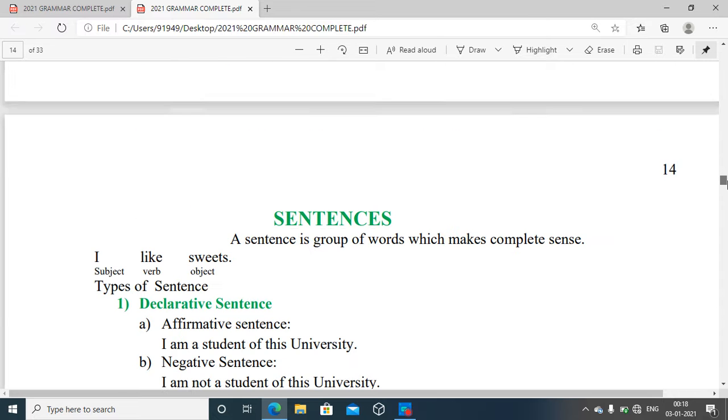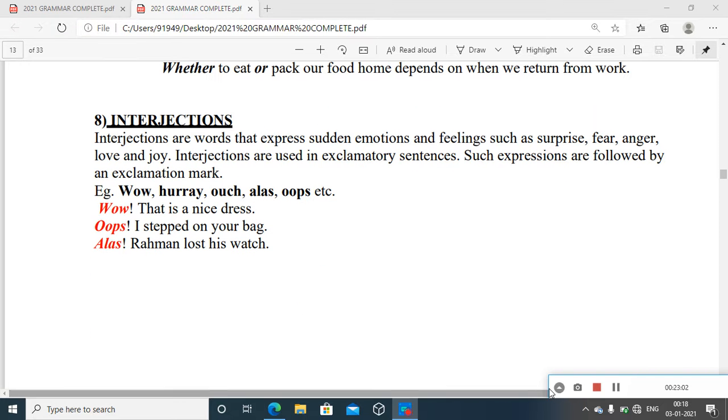Let us go. Interjections. Interjections are words that express certain emotions and feelings such as surprise, fear, anger, love, and joy. Certain words which we use very casually, but they have their own purpose. Especially, interjections are used in exclamatory sentences. When we come across sentence types, we will see four major basic sentence types, and one among them is the exclamatory sentence. In that sentence, we can make use of these interjections, which are used to express our sudden emotions and feelings, not just positive but also negative.